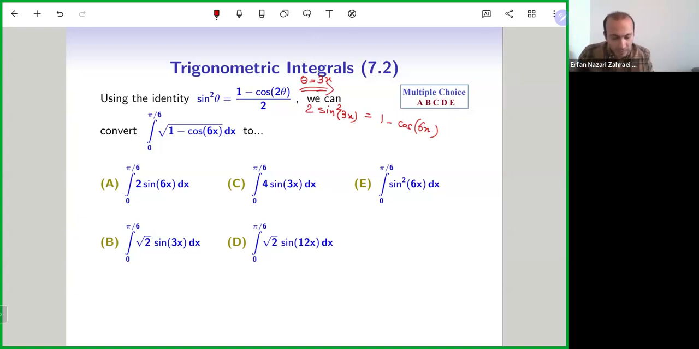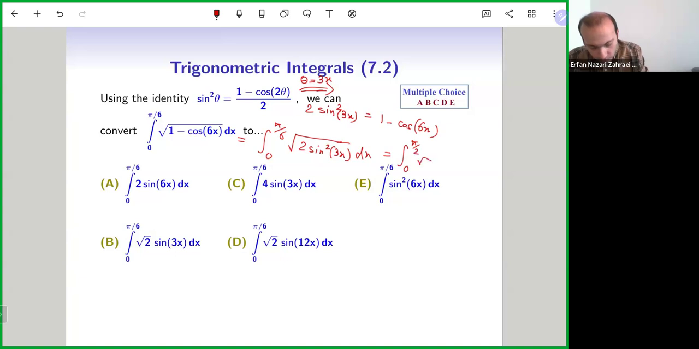So we get this. So that means that I can substitute this with this. So the integral from 0 to pi over 6 of root 2 sine squared 3x. If I apply a square root, I get root 2 and root sine squared. But root sine squared is absolute value sine.